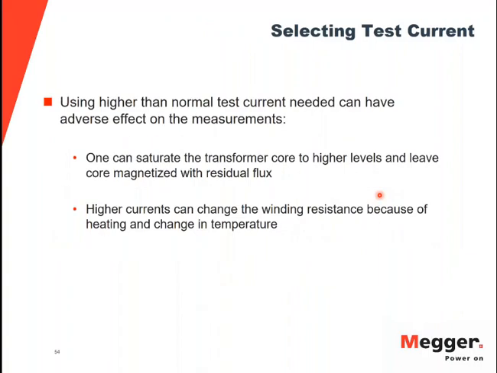Make sure that you do not apply too much current. "More is better" does not apply to winding resistance, because if you apply too much current, you might magnetize the transformer core to higher levels, and then it would have some residual flux in it, and because of that residual flux, it may affect some other electrical tests that you might perform. And also, if you apply too much current, you may heat up the winding, and when you heat up the winding, the temperature changes, and when the temperature changes, the resistance of the winding would change. So it is recommended not to exceed 15%.